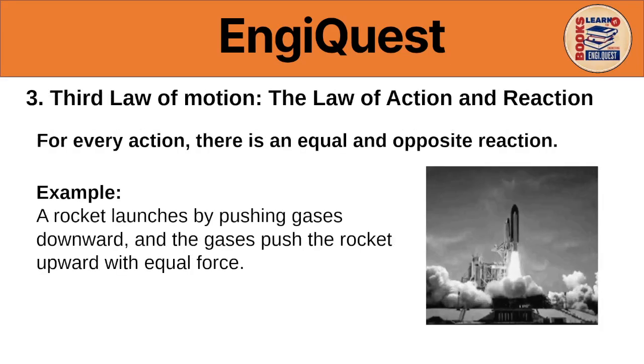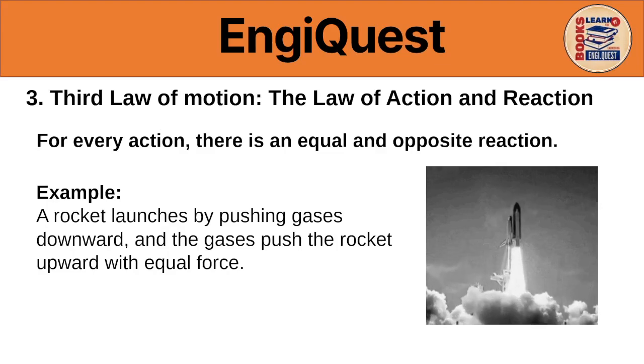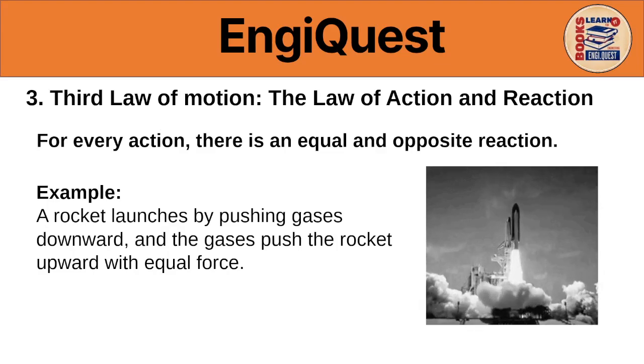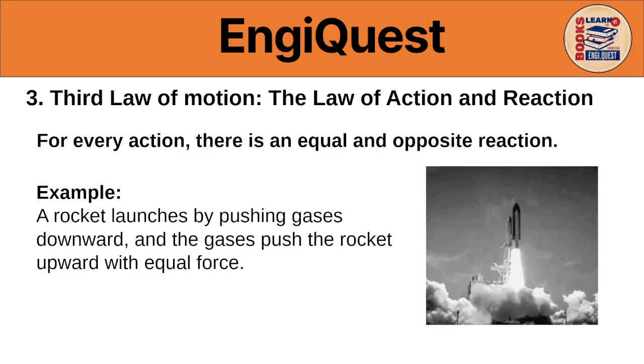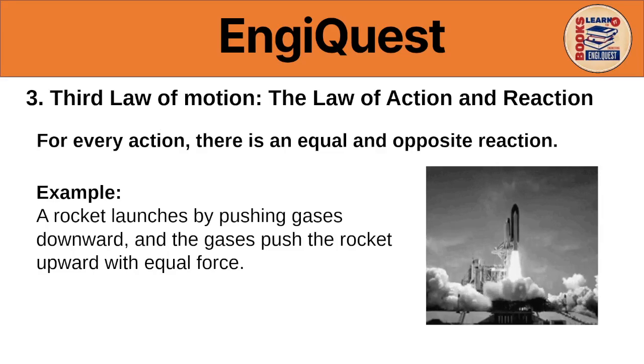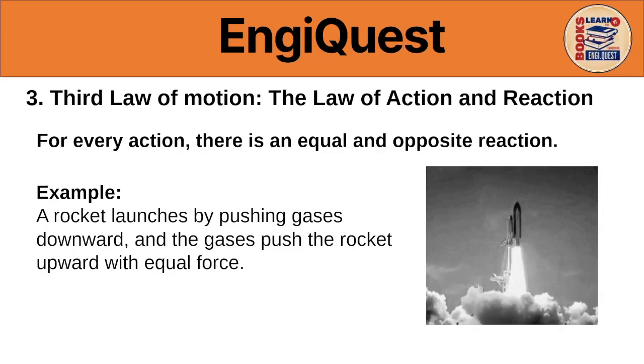Third law of motion, it also known as the law of action and reaction. It states that for every action, there is an equal and opposite reaction. For example, a rocket launches by pushing gases downward, and the gases push the rocket upward with equal force.